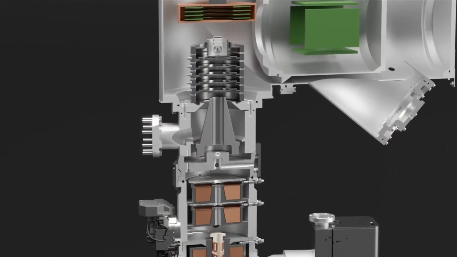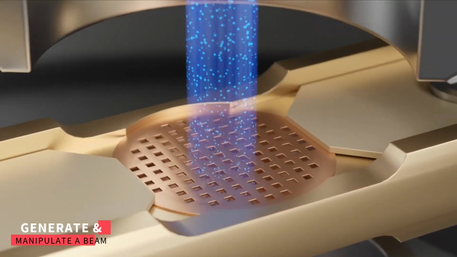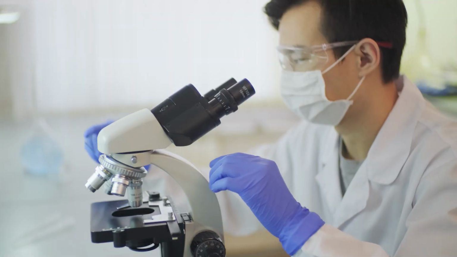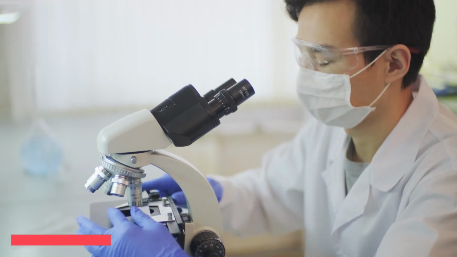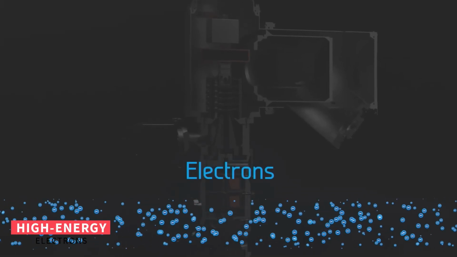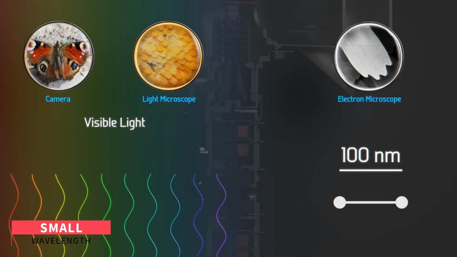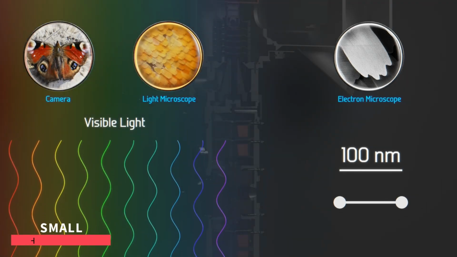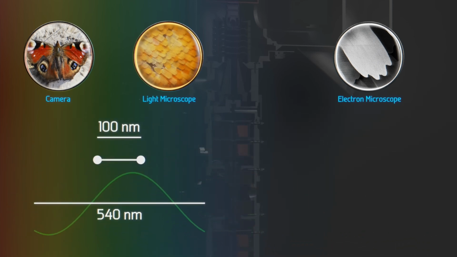At the heart of every electron microscope lies a remarkable feat of technology, the ability to generate and manipulate a beam of electrons. Unlike traditional light microscopes, which rely on visible light to illuminate specimens, electron microscopes utilize a stream of high-energy electrons to create incredibly detailed images. But what makes these electrons so special? It's their incredibly small wavelength, which allows them to interact with matter in ways that visible light simply cannot, revealing details that would otherwise remain hidden from view.